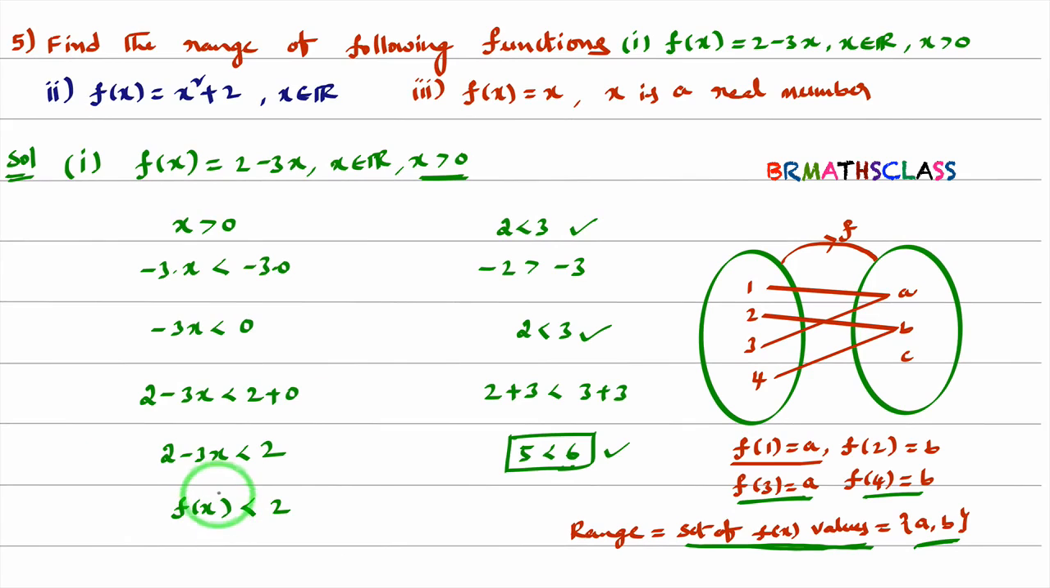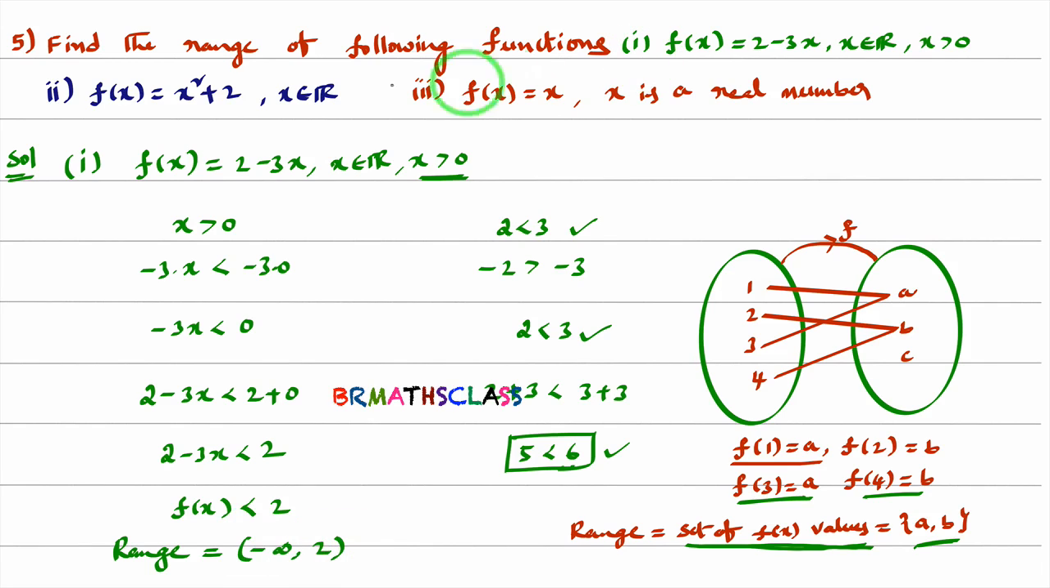What are we trying for? We are trying for f of x values. What we got here? All f of x values are less than 2. From this, I can write the range of this function. What is the range of the function? All the real numbers which are less than 2. So I can write the range as the open interval minus infinity to 2.